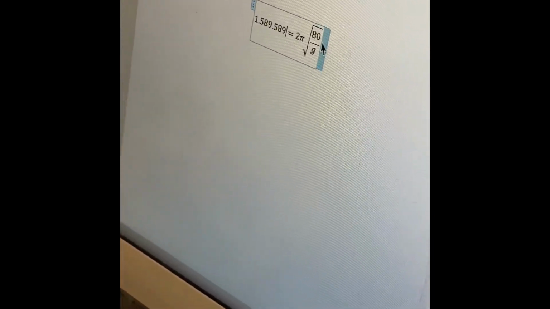equal to 2 pi times the square root of the length over the acceleration due to gravity. We can find the acceleration due to gravity by dividing this by 2 pi, sorry, it wouldn't be multiplied, it would be divided, and then squaring it, and then from there we can take out the square root, so now we just have 80 divided by g, and then we'd multiply both sides by g to get that out of the fraction.